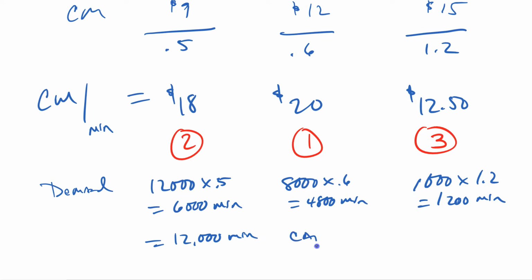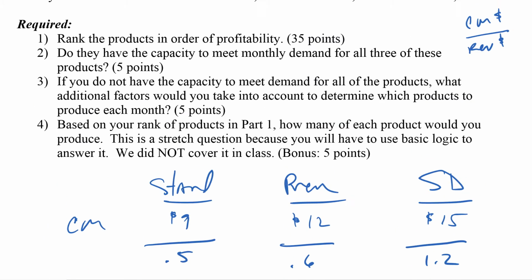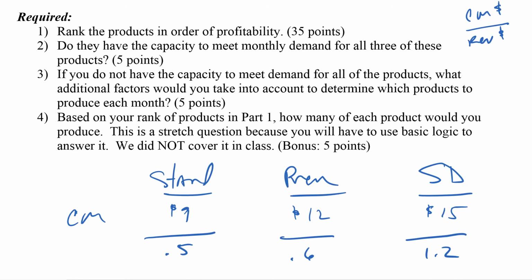But remember, we only had capacity for 9,600 minutes. So no, we cannot meet all of the demand. If we could meet all of the demand, then really this is a wasted assignment, right? Because we'll just make everything that people want to buy, and that would give us our contribution margin. In this case, because we can't meet all of the demand, we have to decide how would we decide what products. Maybe I should read the question.